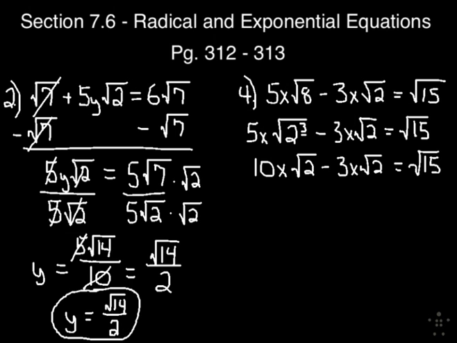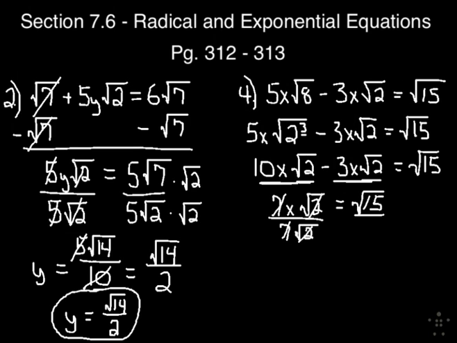Now, you can see now I have both of them square roots of 2, so those will combine. So 10x minus 3x gives me 7x square root of 2 is equal to the square root of 15. Now I want to solve for x, so divide by 7 square root of 2. So this is all factored and being multiplied. And then just rationalize your denominator. Square root of 2 times the square root of 2 is going to be 2. So 7 times 2 is 14.